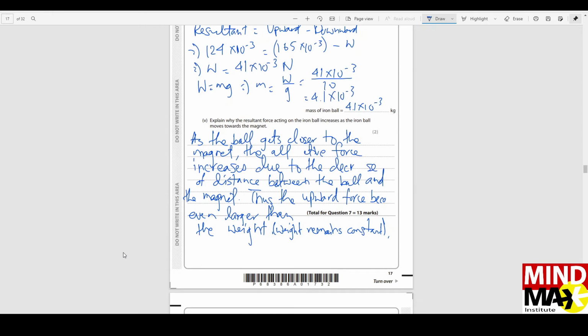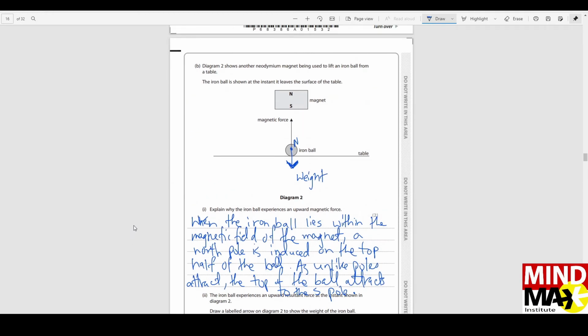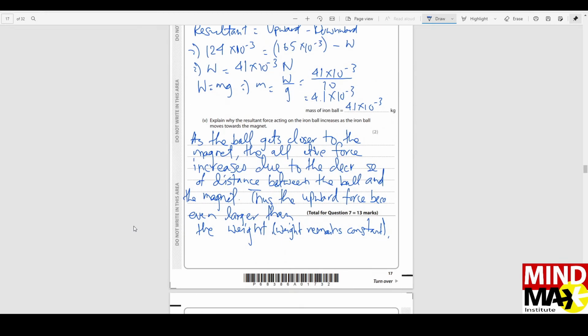Explain why the resultant force acting on the iron ball increases as the iron ball moves towards the magnet. So if you move towards the magnet, what do we see? If the ball moves towards the magnet, that means, what do we know? That if you move close to a magnet, the field strength is more, because the greater the distance away from the magnet, the weaker the field becomes, and the closer you are to the magnet, the field strength is more. So if the ball gets closer to it, the attractive force increases due to decrease of distance. If the distance between the ball and the magnet is decreasing, that means the attractive force will increase because the field strength is becoming more.